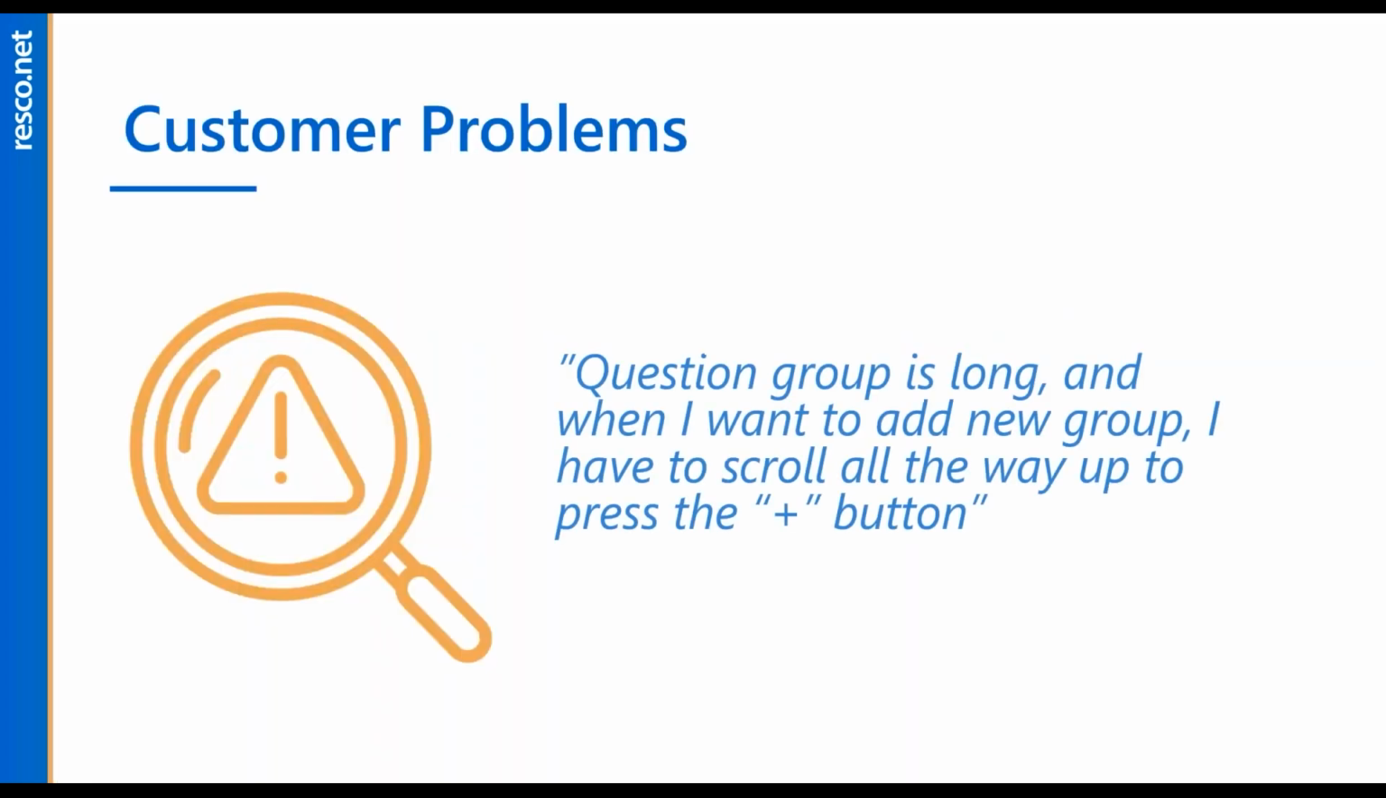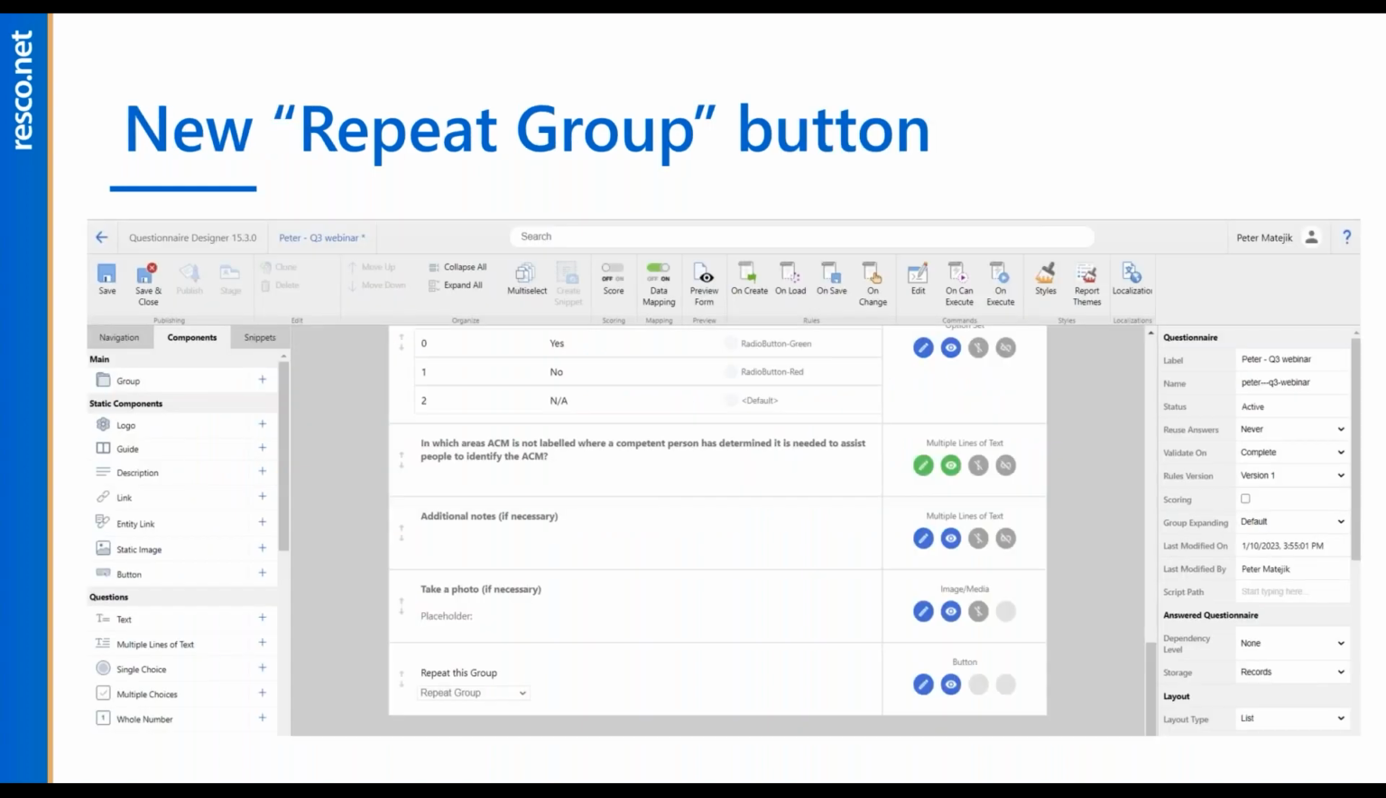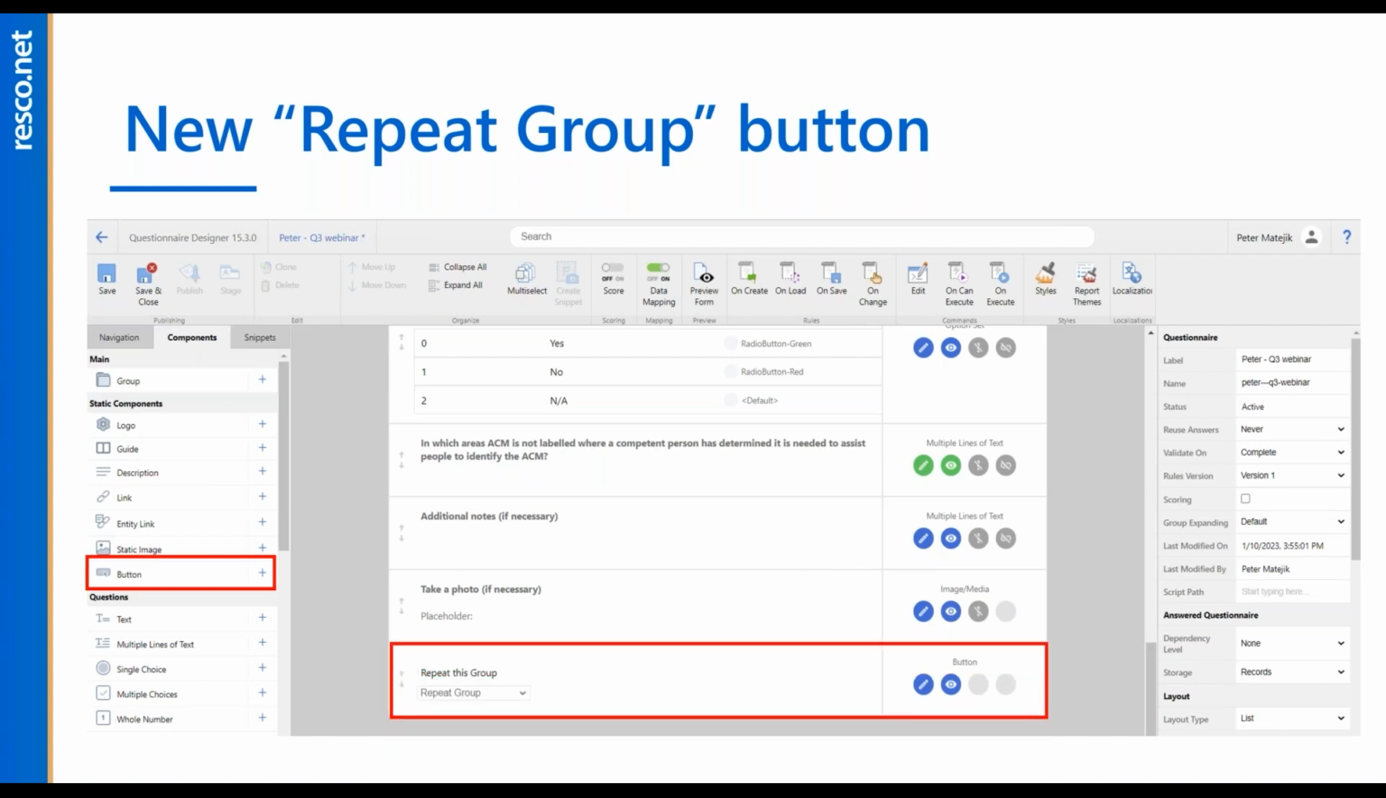You know that we have some buttons there, but the problem, which we heard from our customers, is that when the question group is too long and I want to add a new group, I have to scroll all the way up to press that plus button, which is there to replicate that group. So what we have done is bring in the option to use a button, which was already there, with a new feature to repeat the group.